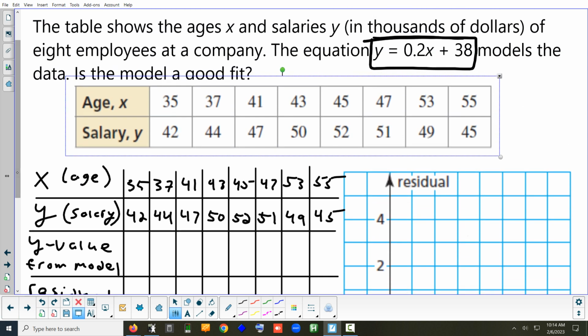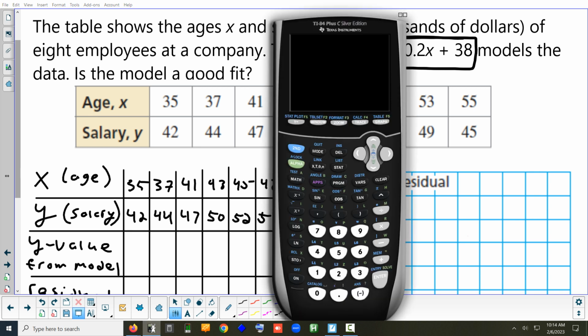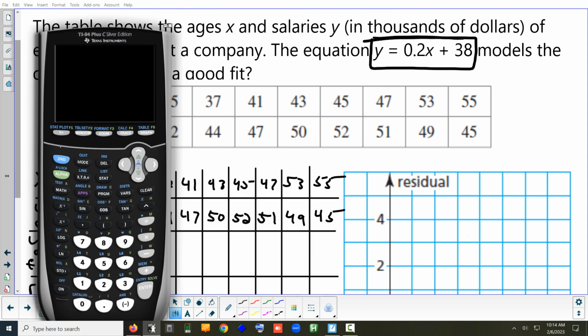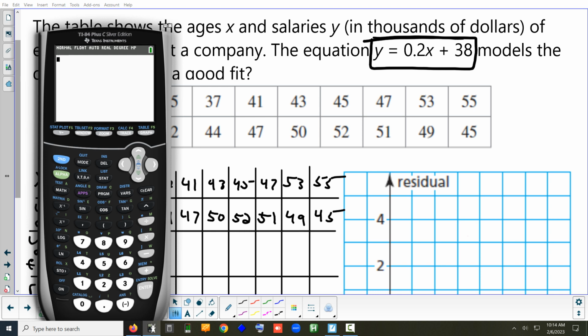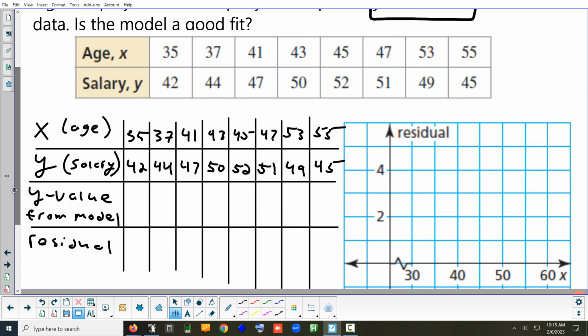Okay, so to do the Y value from the model, what's the first number that I'm going to plug in for X? Yeah, 35. Right? Because there's a decimal here, I want to use my calculator. So I want to do 0.2 times 35. And then I'm going to do plus 38. So we get 45.